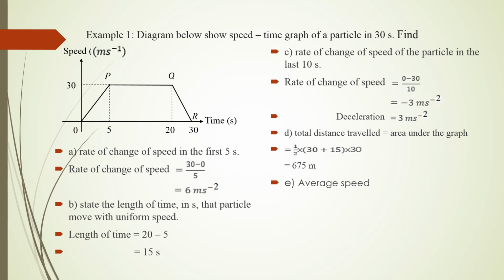E. Average speed. Average speed equals total distance traveled divided by total time taken. So equals total distance traveled 675 divided by total time 30 seconds. So the answer is 22.5 meter per second.